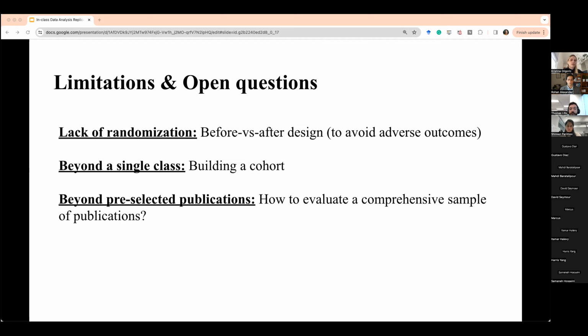There is also a question of going beyond a single class. So is there something special about this setting and these students, and how could we generalize this? How could we build a cohort where there are a lot of students across universities doing replications? And then there is also the question of what about thinking beyond the pre-selected publications? So how could we evaluate a more comprehensive sample of publications that could be, for example, representative of a subfield that you care about?